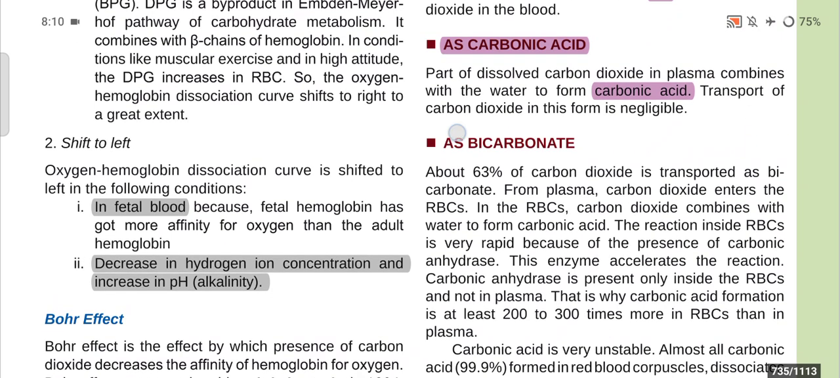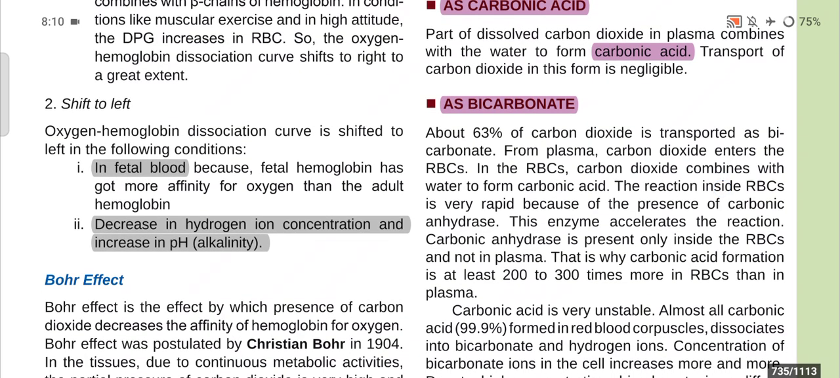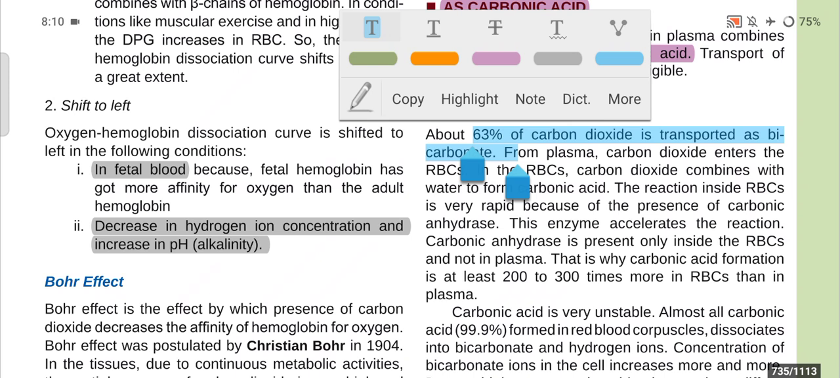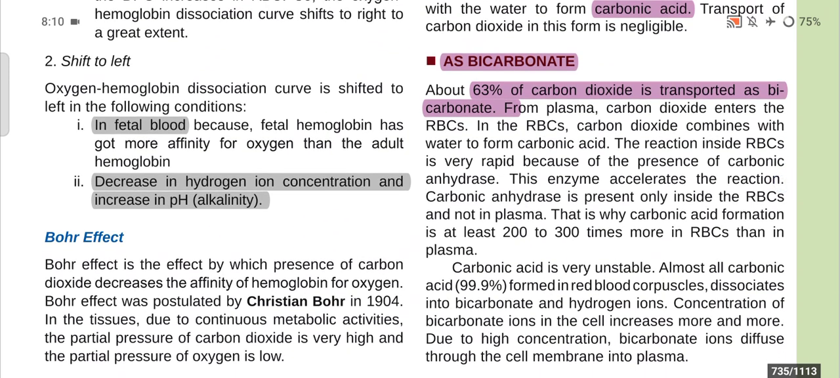Now as bicarbonate, about 63% of carbon dioxide is transported as bicarbonate. From plasma, the carbon dioxide enters the RBC, and in the RBC, the carbon dioxide combines with water to form carbonic acid. The reaction inside the RBC is very rapid because of the presence of carbonic anhydrase, and this enzyme accelerates the reaction.